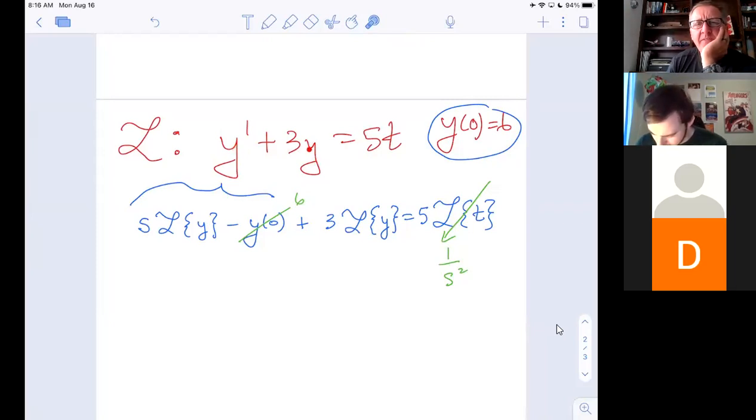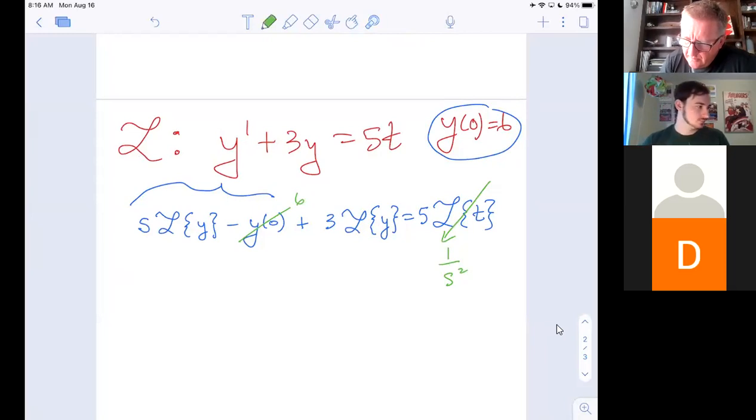What's the beauty of a Laplace transform? I don't have the function and its derivative. Notice I just have the Laplace transform of y and the Laplace transform of y. It basically takes derivatives away. That's what's kind of cool about it. So now I say, okay, well, on this left side, I could now factor out the Laplace transform of y.